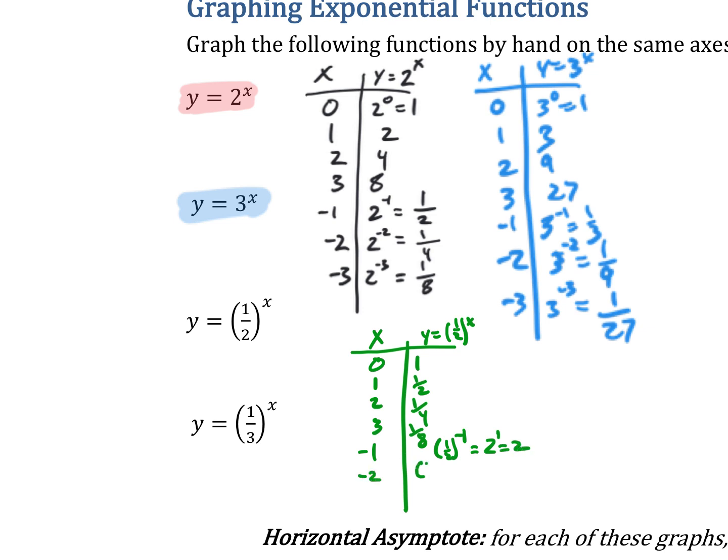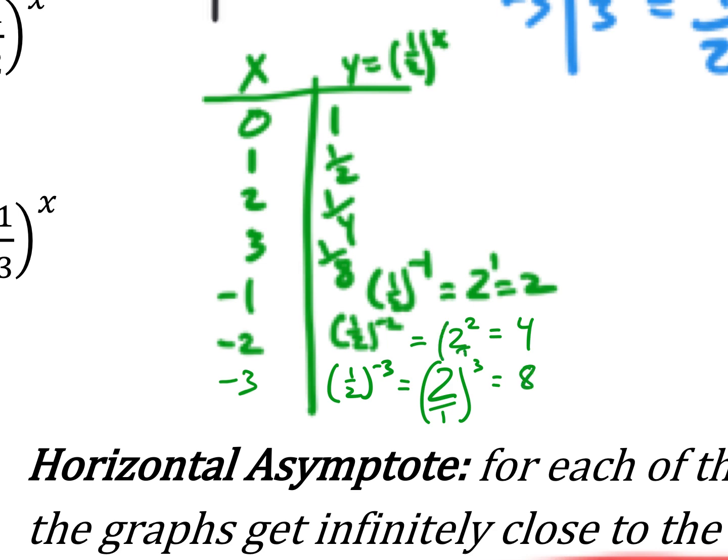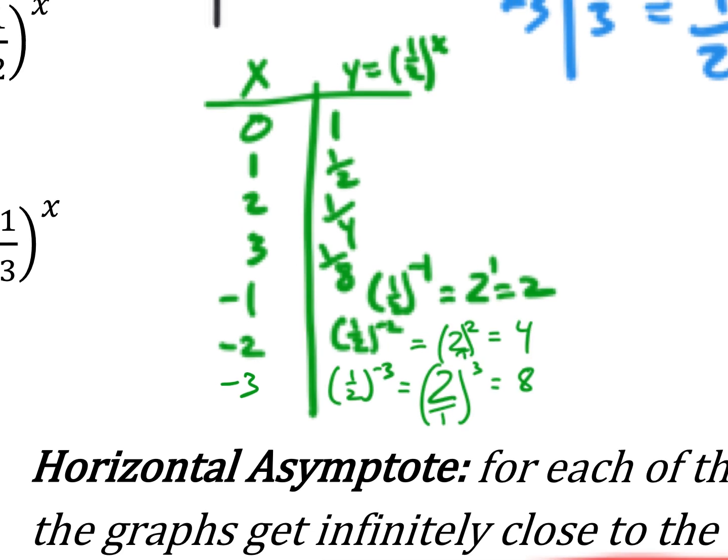If we have 1/2 to the -2, that's going to flip the fraction. It'll be 2 squared, which is 4. And one more, 1/2 to the -3rd. It's going to flip the fraction, make it 2 over 1 to the 3rd, which is 8. So this is really 2 over 1, maybe we should say.